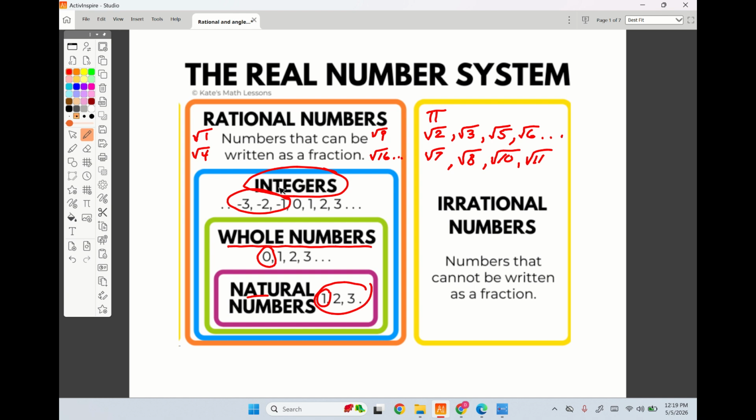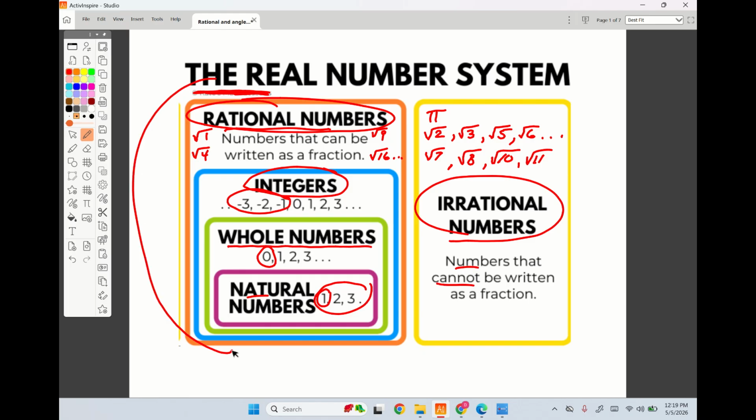Now all of those are rational numbers, they fall in this category, and decimals and fractions are also rational, because to be rational it has to be able to be written as a fraction. That's why irrational over here are numbers that cannot be written as a fraction. So everything here belongs to rational, everything there belongs to irrational. We'll get to the right side later.